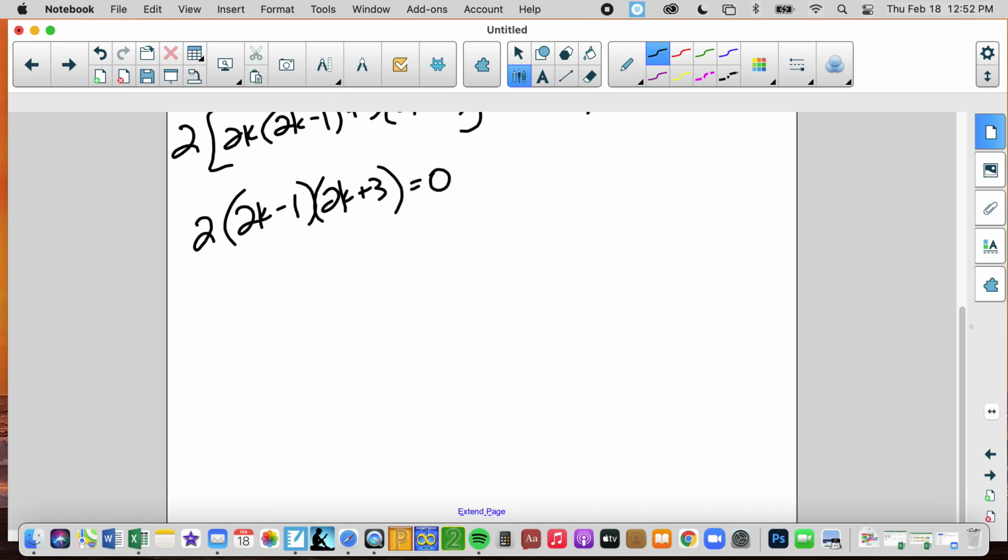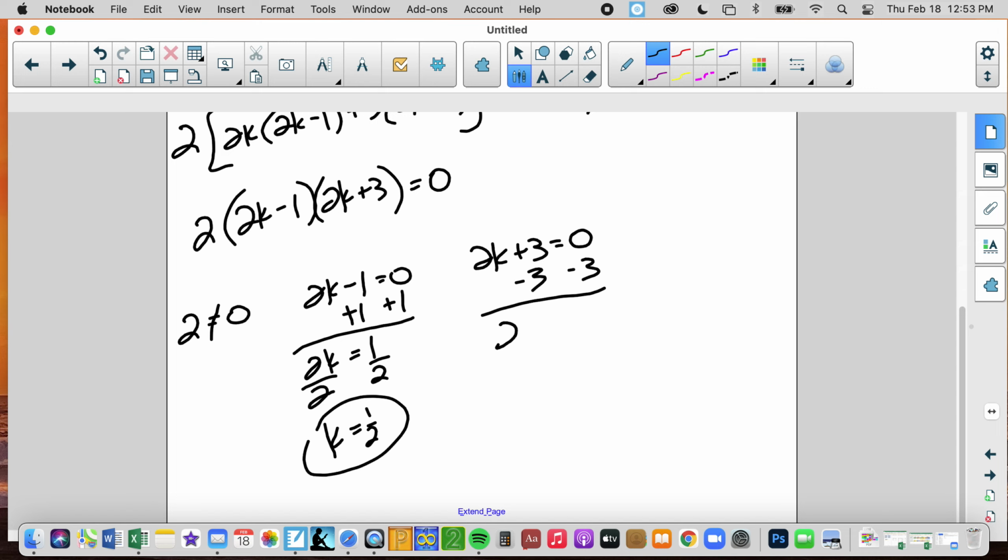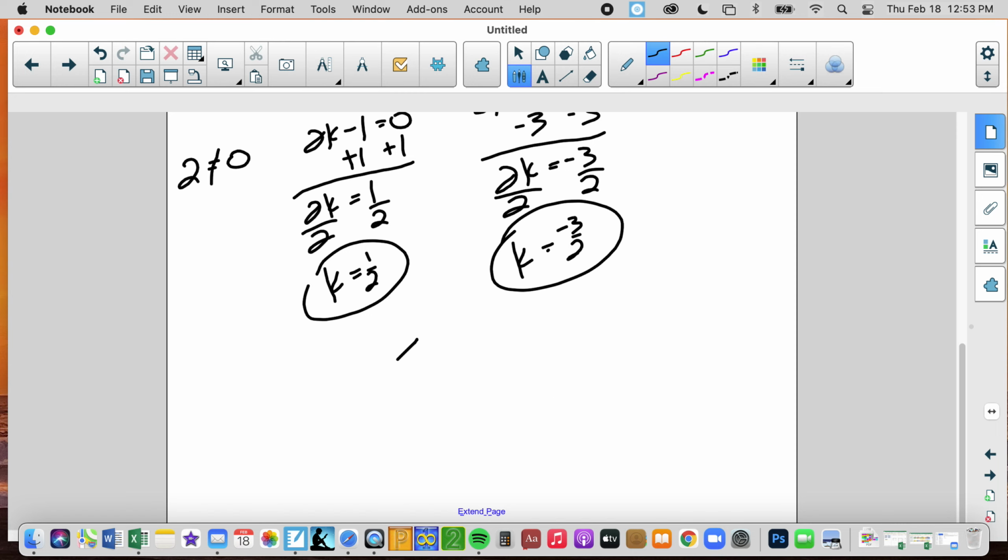Now, this time we have 3 numbers when multiplied equals 0. So one of these still has to equal 0. The constant can't equal 0. However, we're going to set the other ones equal to 0. And then we're going to isolate the variable. Divide by 2, we get k equals 1/2. We're going to subtract 3. We get 2k equals negative 3. Divide by 2, k equals negative 3/2. So my solutions, constant, no, 1/2, oh, excuse me, numerical order.